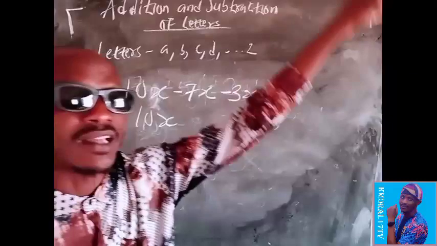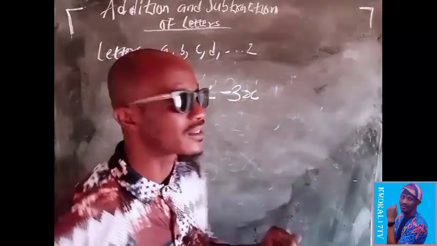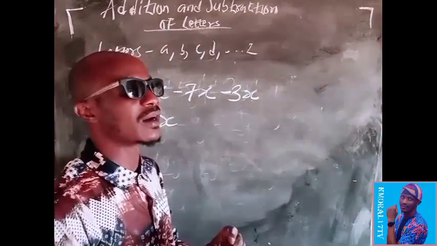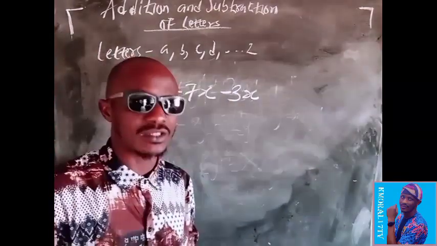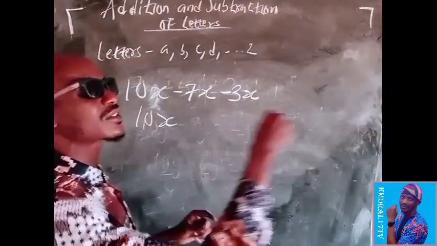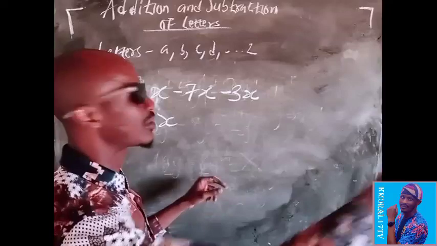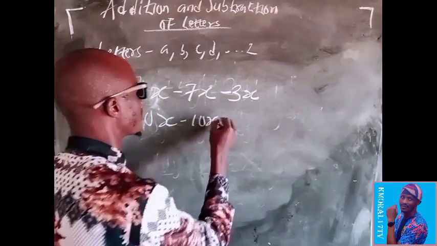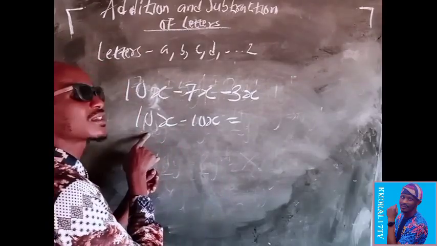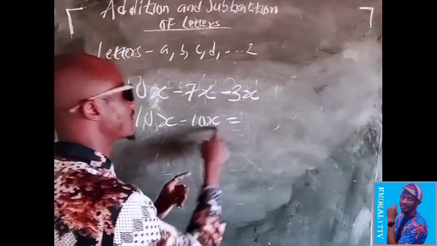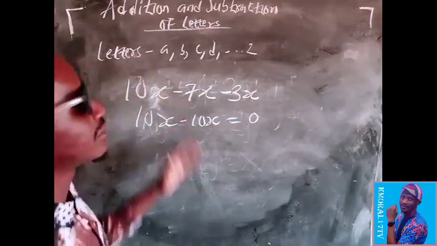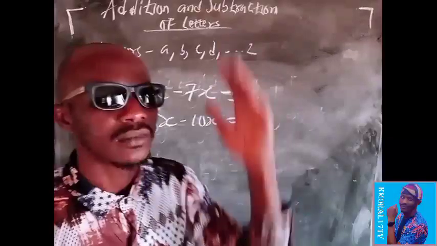Do not forget, in addition or subtraction of numbers, I told you, wherever you see minus before any number, regard the number as debt, basic. So we have minus 7 here, we have minus 3 here. That will not be minus 10, that is 7 and 3. Minus 10, so that will be minus 10x. So in this place now, we have 10x minus 10x. What is left is just ordinary 0. So that is that. And that is addition and subtraction of letters.